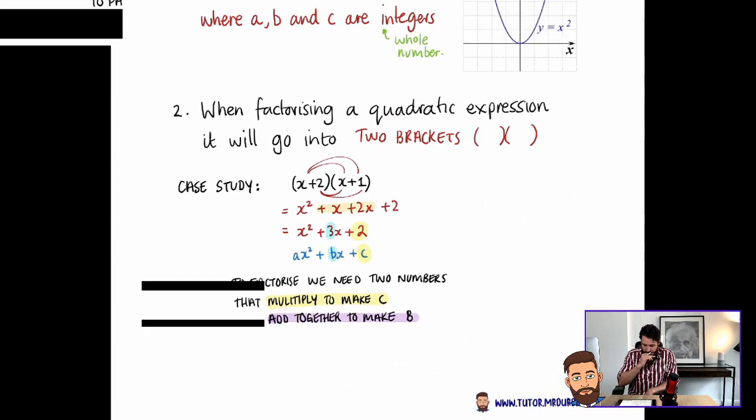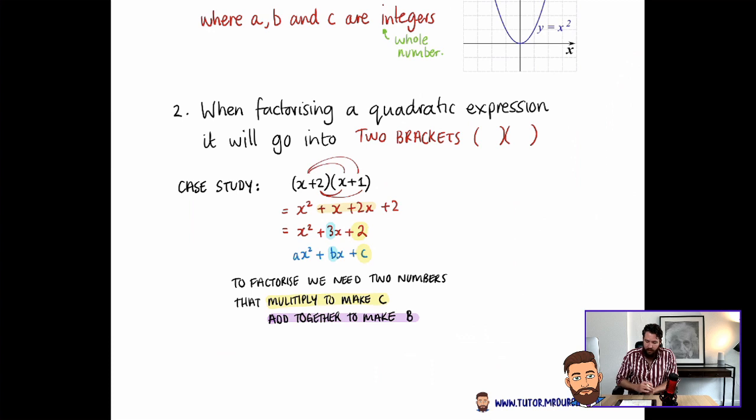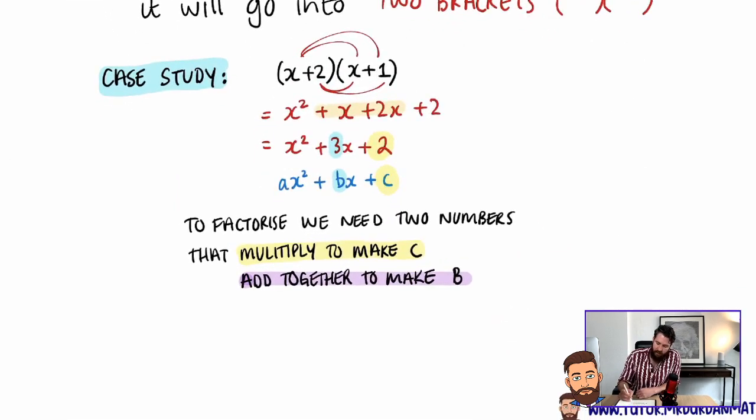So, this means that you need to know your factors, okay? You're going to have to understand how your factors work in basic number work and how positive and negatives work. So we're going to take this understanding that you need two numbers that add together to make B and times together to make C. Factorizing will become very, very easy.